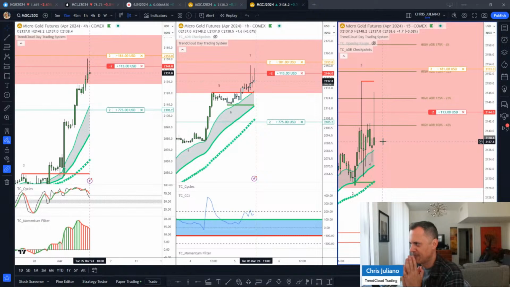Wow, look at this. That seems like that was the right move, huh? Nice rejection. The power of trend reversal right there in front of your eyes, guys. Extended trend, high time frame supply zone, ADR checkpoints. Put that all together, you got yourself a powerful signal on trend reversal.